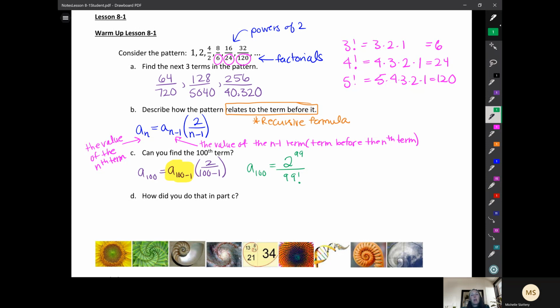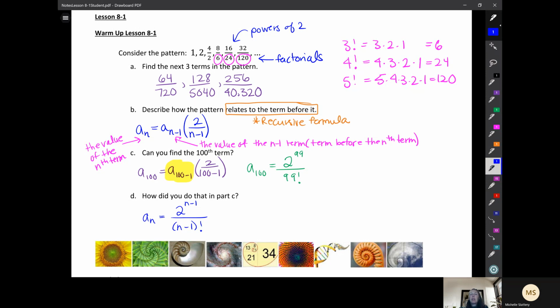And how did we find that? We found that by using what we call the explicit formula. And so the explicit formula would be a sub n is equal to, we take 2 to the n minus 1 power. So for the first term, it would be 2 to the 0. For the second term, it would be 2 to the first. For the third term, it would be 2 squared, and so on, divided by the quantity of n minus 1 factorial. Okay? And again, this is just pattern recognition.